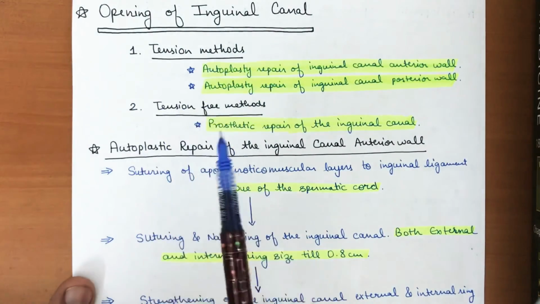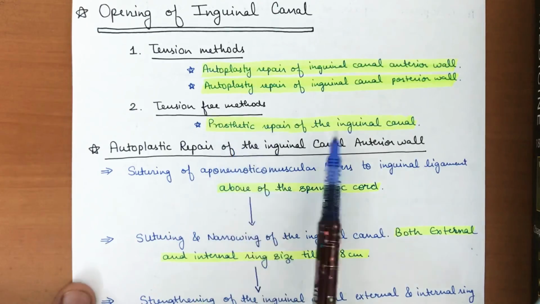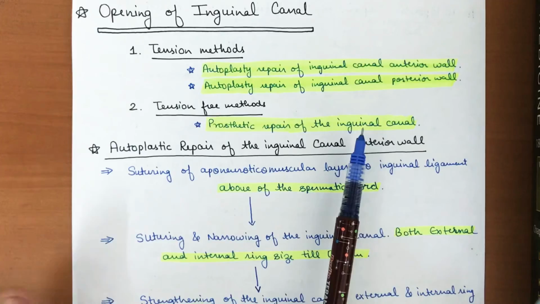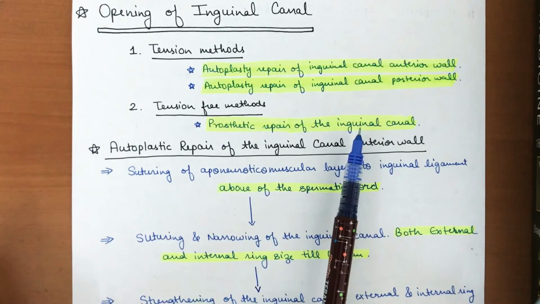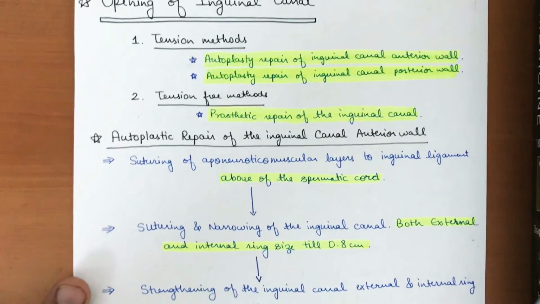While tension free methods are, for example, where we are not using our own body aponeurosis. The prosthetic repair is done from external mesh or some other sutures or prosthetics. We will be doing the repair of the inguinal canal.